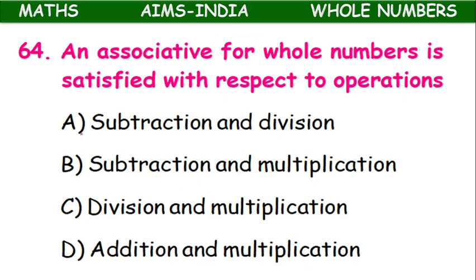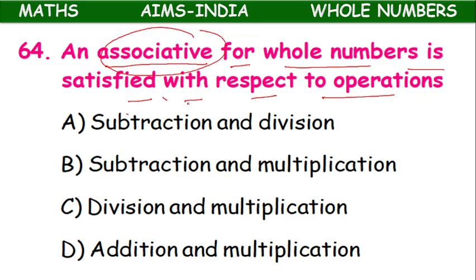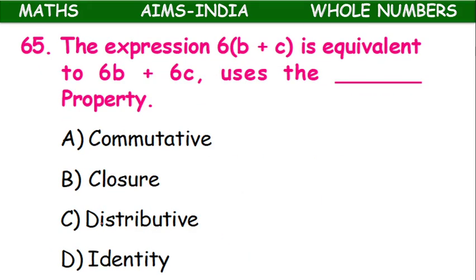Next, 64th. So the associative law for whole numbers is satisfied with respect to which operations? The associative law we have already discussed in the concept. It is only applicable for addition and multiplication of whole numbers. So D option is the correct answer.